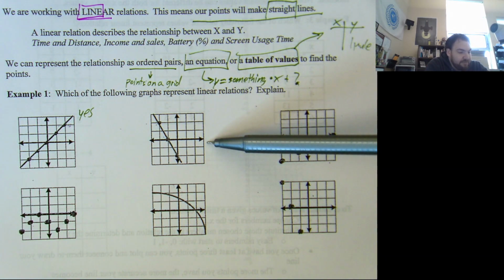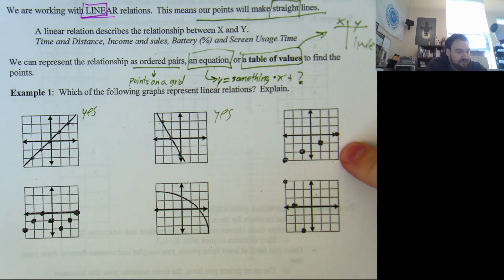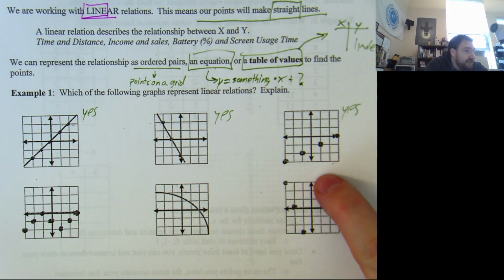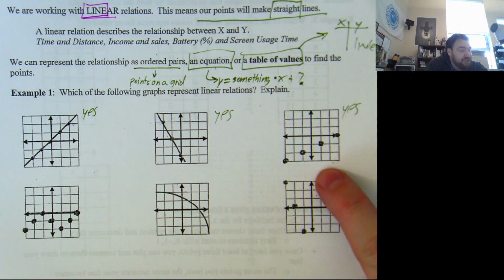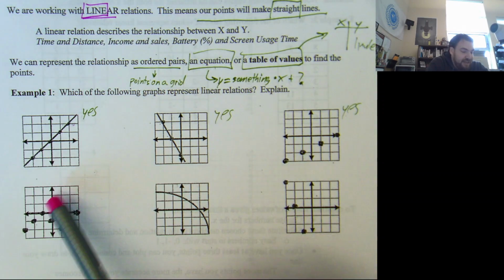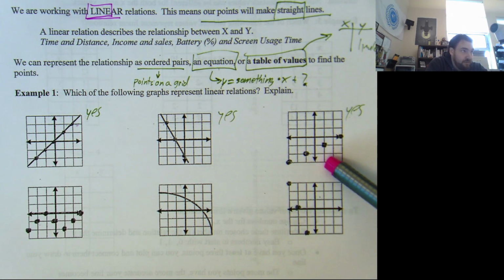This one? Yes. This one? Also yes. Because if I wanted to draw a straight line through those dots, could I? Yes. We have the language to represent how this and this are different from this.